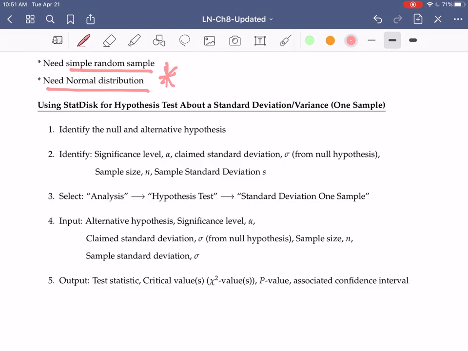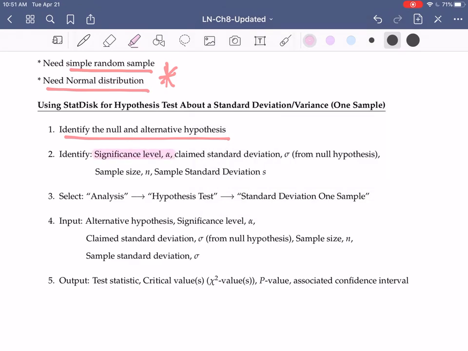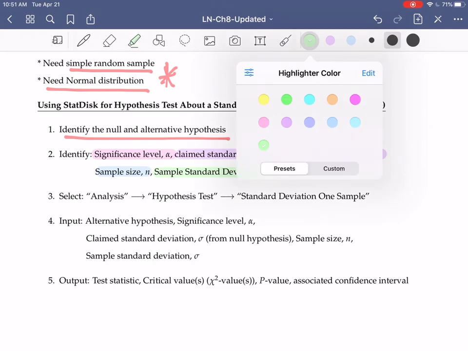So if we use StatDisk for that, we need to identify the null and the alternative hypothesis. We need to identify a variety of things in order to be able to roll through this. So we need to identify the significance level. We need to identify the claimed standard deviation. That claimed standard deviation should be from the null hypothesis, the sample size, and then we should also identify the sample standard deviation. So if we have those four pieces of information, then we can throw that into StatDisk and roll through this without too much issue.